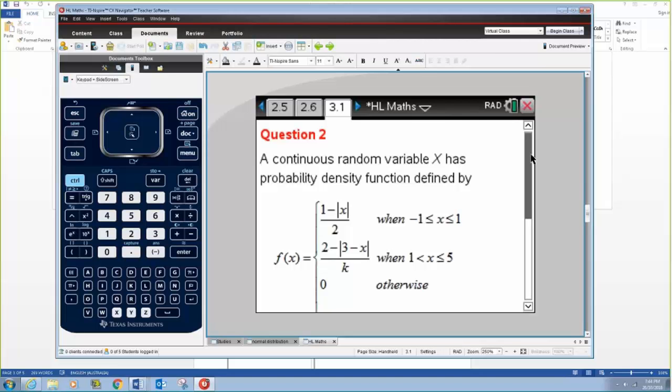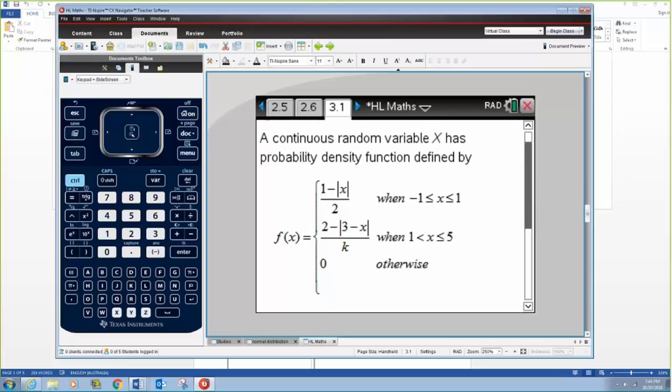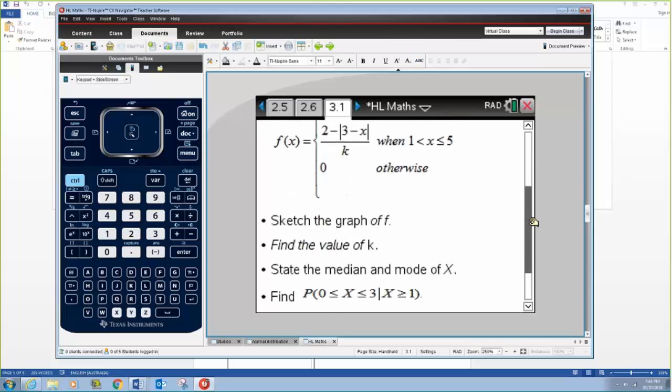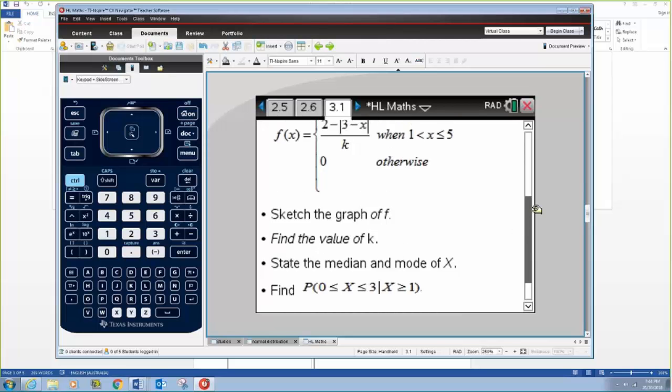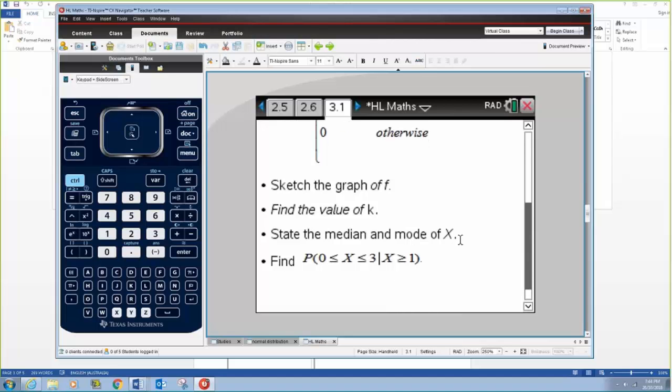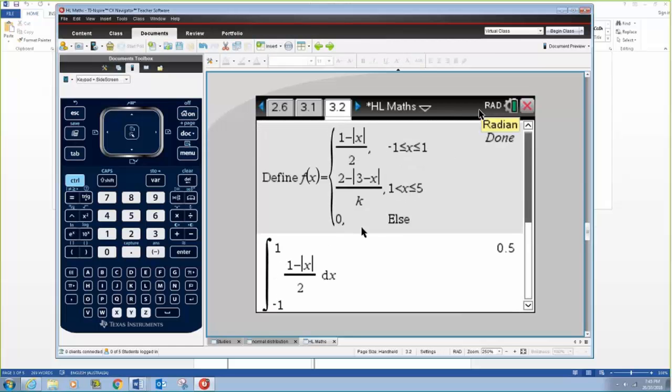The other function I look at is, again, a continuous random variable defined as a piecewise function with absolute value, so it does look complicated. We want to sketch the graph, and those questions do occur on the exam very often. Again, we want to find the value of k, state the median and mode, and then do a bit of conditional probability. So I'm doing similar things as we did before.